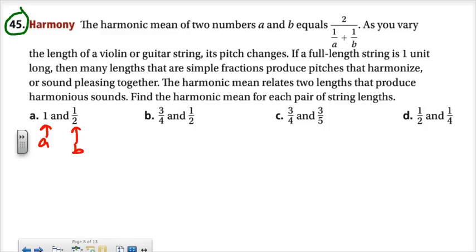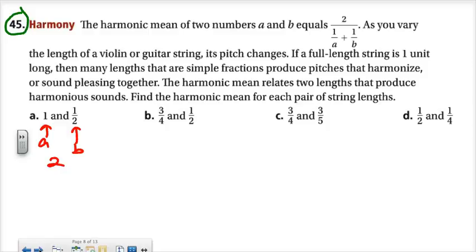It's talking about the harmonic mean of two numbers. Like it says, as you vary the length of a violin or guitar string, its pitch changes, obviously, or it would always sound the same. If a full-length string is 1 unit long, then many lengths that are simple fractions produce pitches that harmonize or sound pleasing together. The harmonic mean relates two lengths that produce harmonious sounds. Find the harmonic mean for each pair of string lengths.